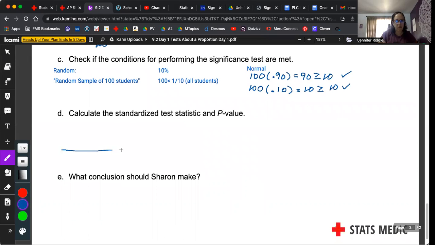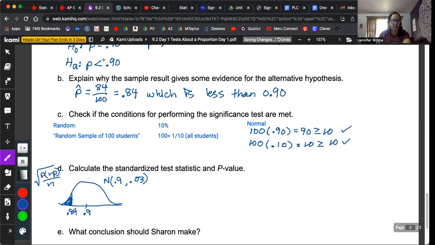So what have we learned? We know that we have a normal distribution with a mean of 0.90. And if we calculated the standard error, square root of P times 1 minus P divided by n, we would get 0.03 as our standard deviation. And in my sample, I got a sample result of 0.84. And I want to know the probability of getting that or less, because in my alternate hypothesis up here, I'm looking for P is less than that value.